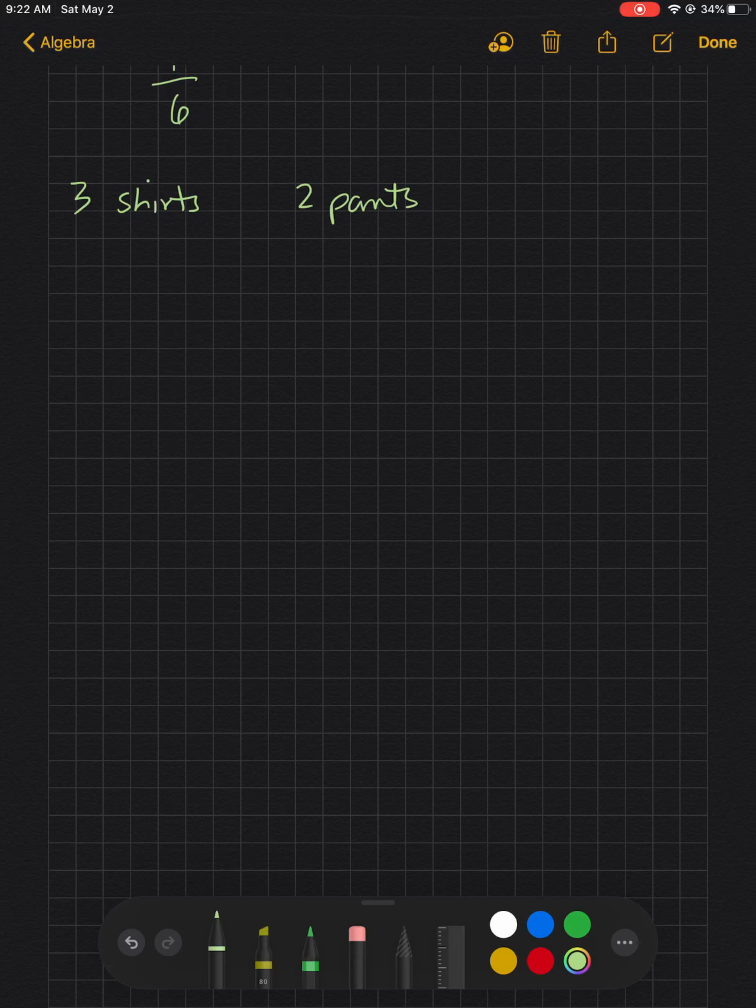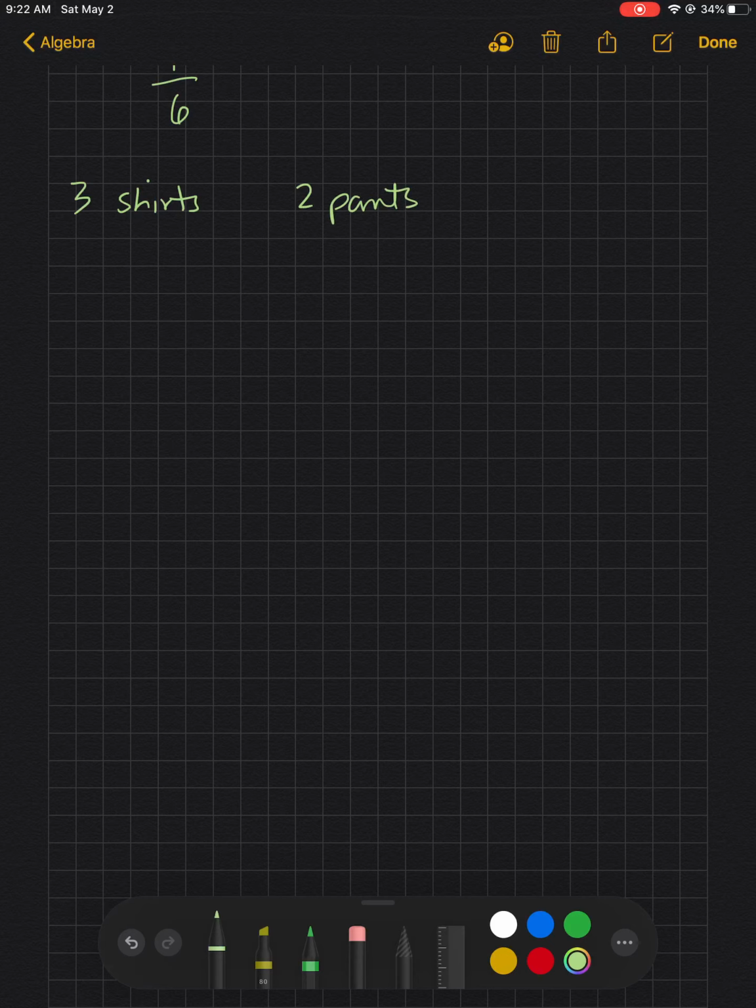1, 2, 3, and 4. 1, 2, 3, and 4. Okay, so we have all these different outfits. We could have shirt 1, shorts 1. It's going to be both S's, sorry. Shirt 1, shorts 2. Shirt 1, shorts 3. Shirt 1, shorts 4. Shirt 2, shorts 1. Shirt 2, shorts 2. Shirt 2, shorts 3. And shirt 2, shorts 4. You get the idea. So there's 8 here. 8 different possibilities of outfits.